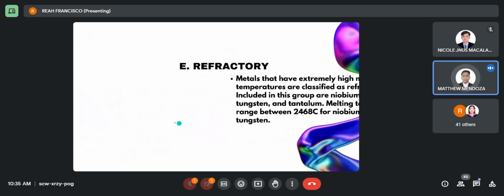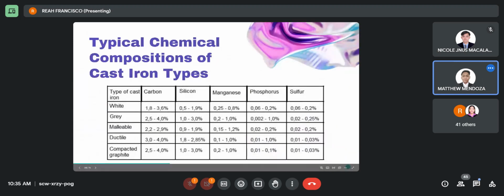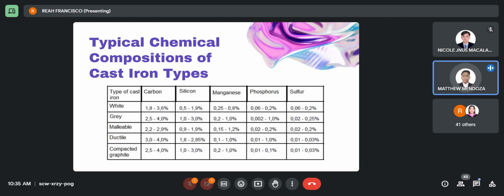So that is it. This is the typical chemical compositions of cast iron types. The cast iron types are white, gray, malleable, ductile, and graphite. So there are elements present and their percentages.